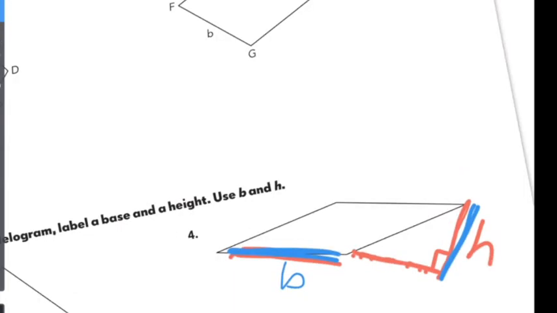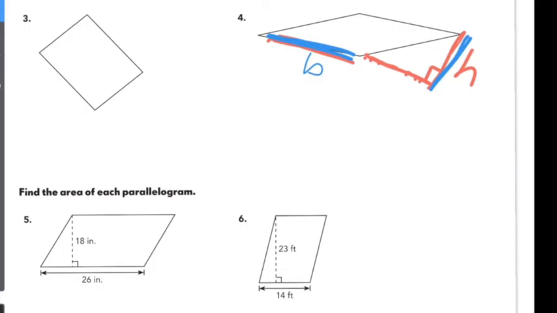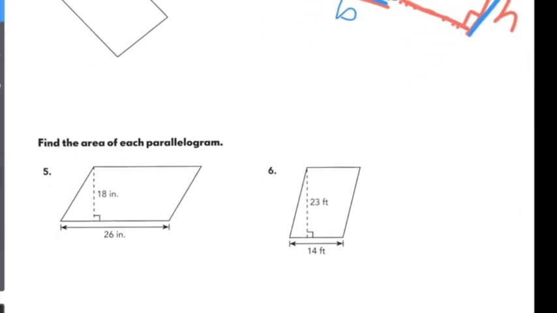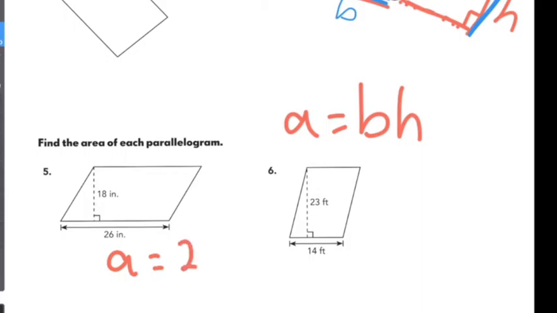Okay, so let's do a couple of these. At the bottom it says find the area of each parallelogram. If you remember in class, area of a parallelogram equals the base times the height. So all I have to do is find the base and the height. For the first one, area equals the base, which is 26, times the height, which is 18, and that'll give you the answer. Okay, so those are pretty easy.